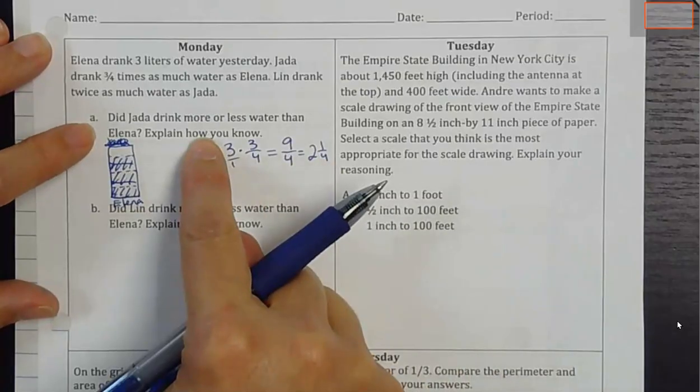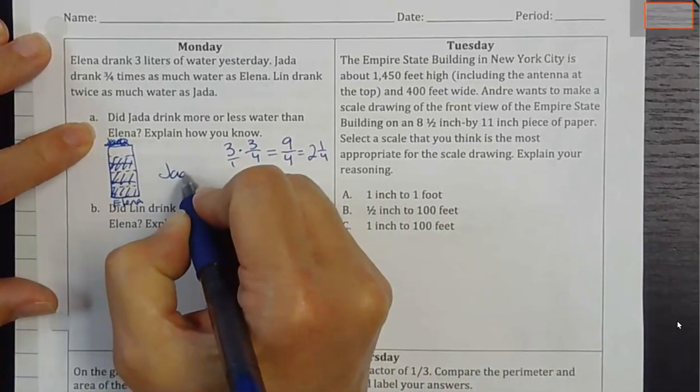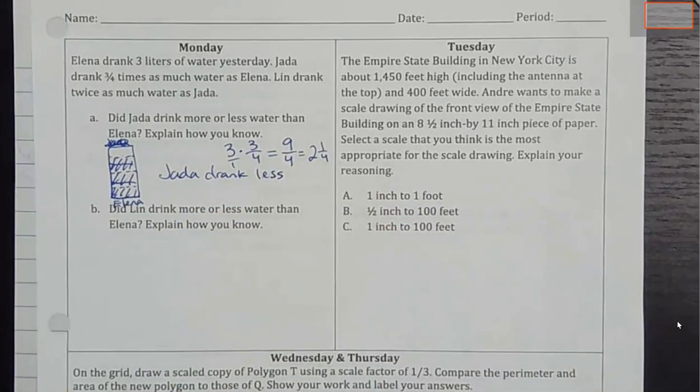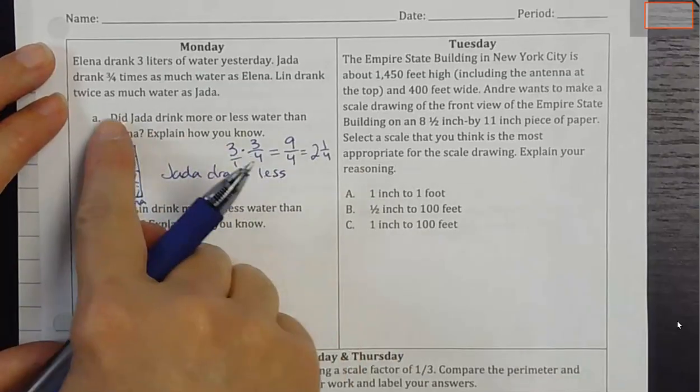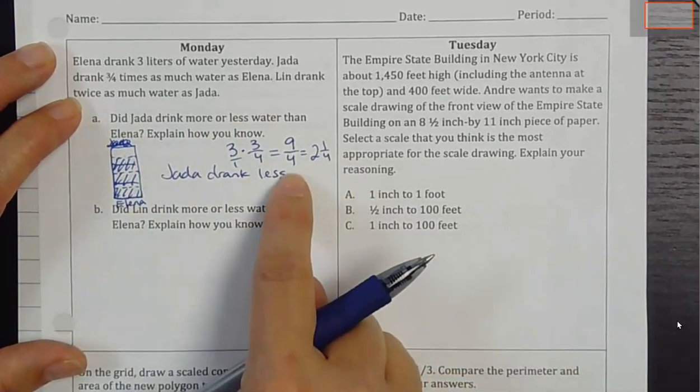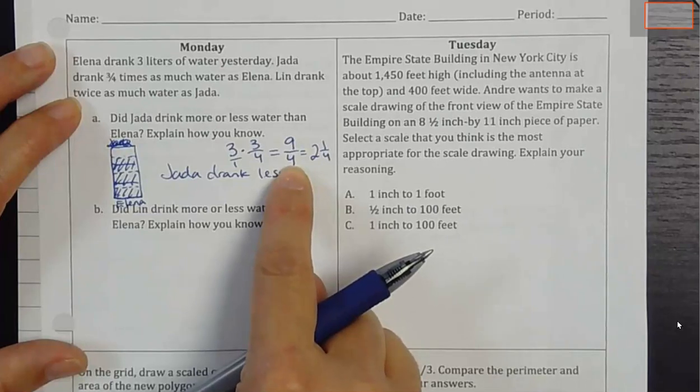So did Jada drink more or less? Jada drank less. Okay. Lynn, we need to do the same thing. Lynn drank twice as much as Jada. Well, look, that's how much Jada drank. You could leave it in this improper fraction if you need to multiply.